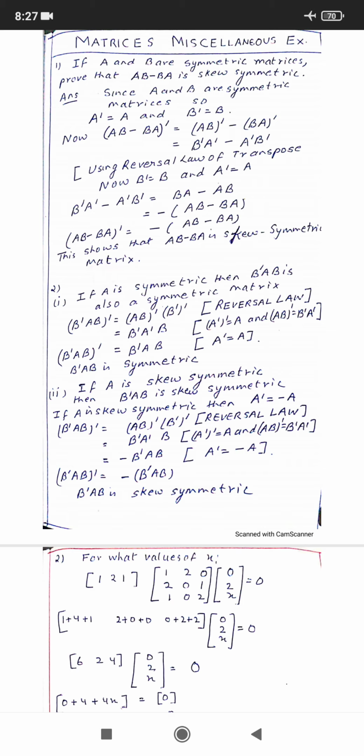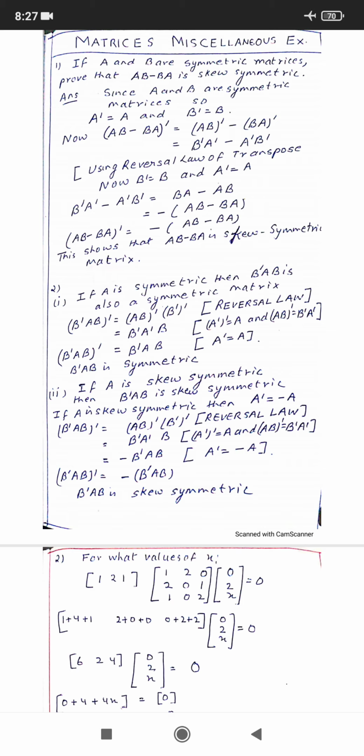On the other hand, B dash whole dash, that is B transpose whole transpose. If you change rows into columns, we get B transpose. If you again change rows into columns, we get the matrix back again. So B dash whole dash is again B. So we are left with B dash AB whole dash is equal to B dash AB. That means the transpose of B dash AB is equal to B dash AB. So B dash AB is a symmetric matrix.